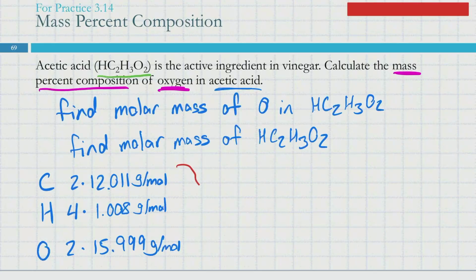If we add all this up, this will give us the molar mass. So 2 times 12 and change, plus 4 times 1 and change, plus 2 times just short of 16. The molar mass is 60.052 grams per mole. That's the molar mass of the whole thing.